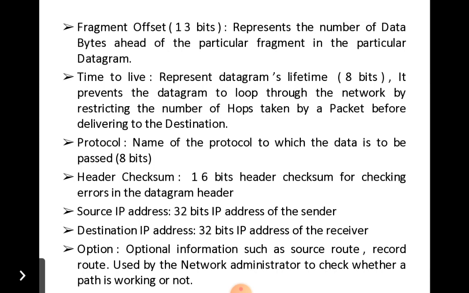Last field is the option field. Optional information such as source route and record route is used by the network administrator to check whether a path is working or not. These are the fields that belong to the IPv4 header format.